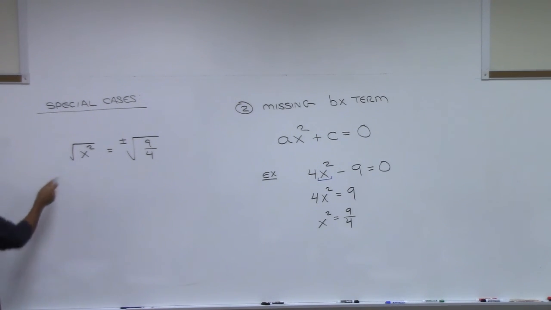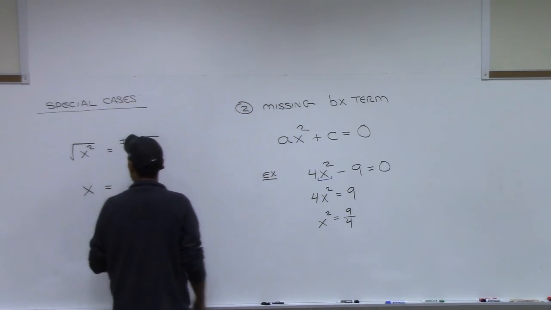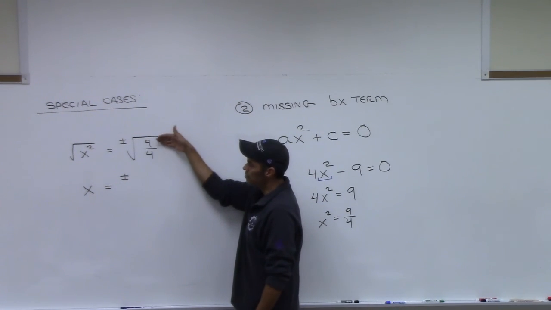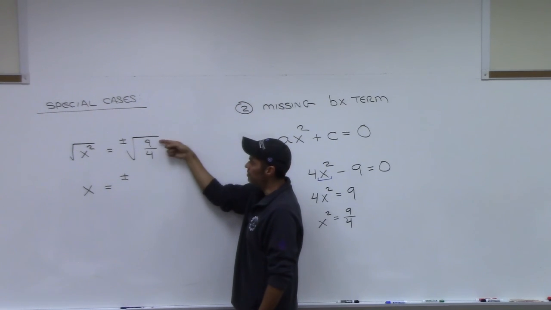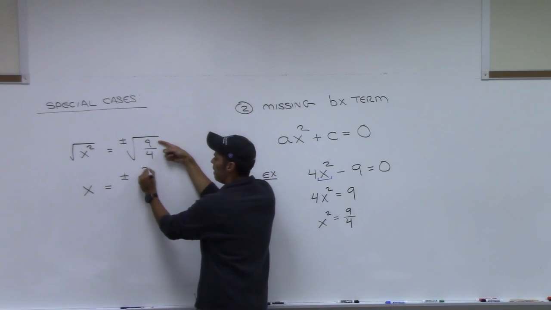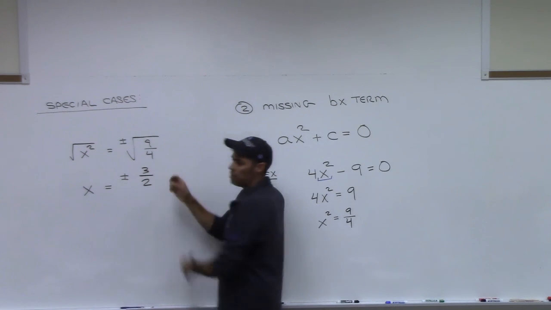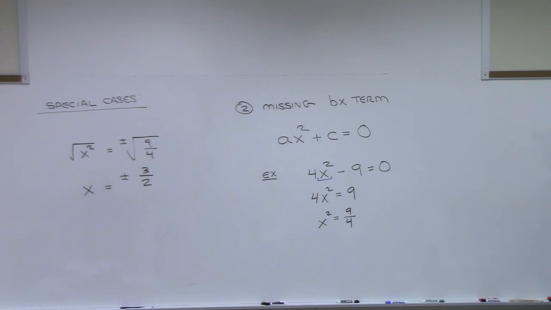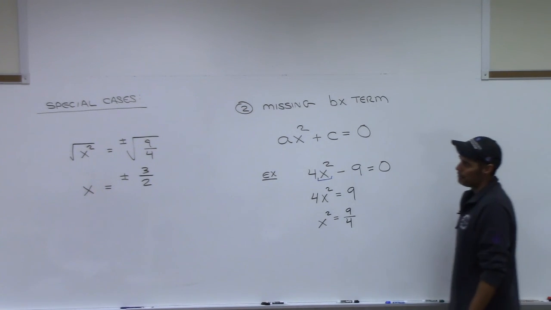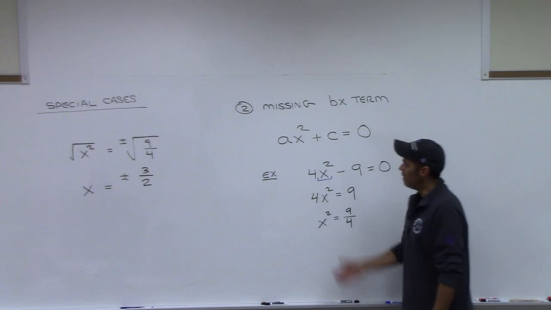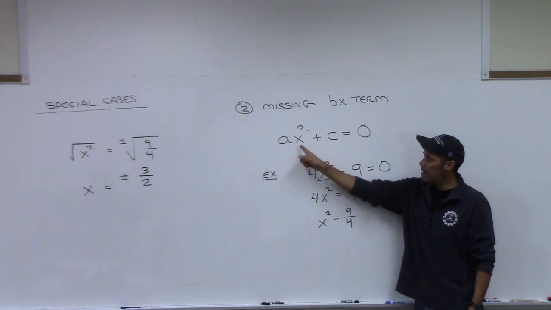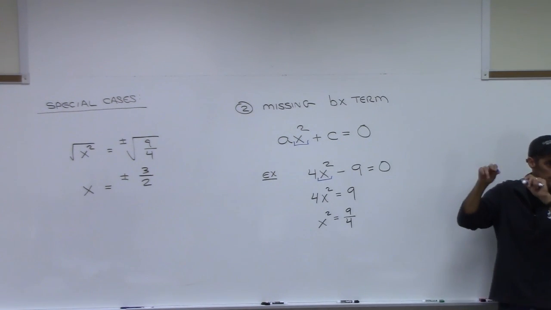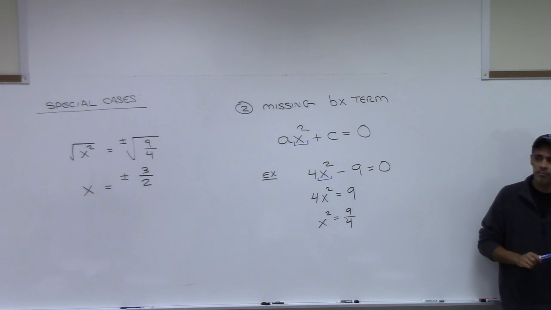Okay, left side of this is x. Right side of this is plus or minus. Now when we do the square root of a fraction, you can do the square root on the top and bottom separately. So what's the square root of 9? 3, and then what's the square root of 4? 2. So you have 2 answers. Positive 3 halves and negative 3 halves. Those are your 2 results. All right, so anytime we see this, we're going to isolate. The whole idea is to isolate this, and then you'll do square root, you'll do plus or minus, and you should have your 2 answers.